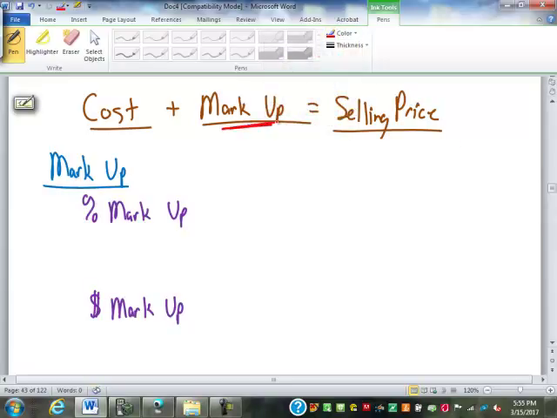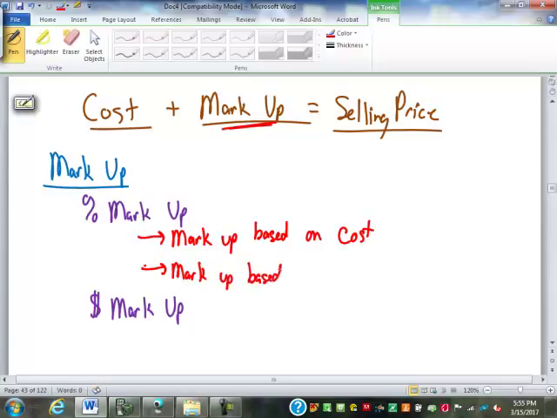The markup in this formula can be either one depending on what type of numbers we're putting in. And we'll show you in just a few minutes what I mean by that. The percent markup can happen in one of two ways. It can be a percent markup based on cost, or it can be a percent markup based on the selling price.